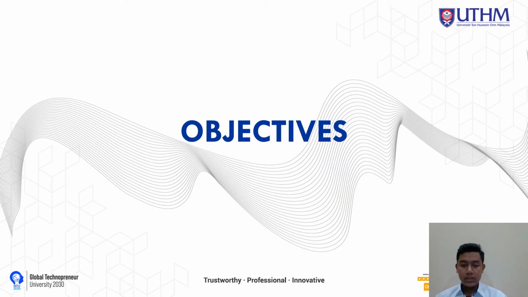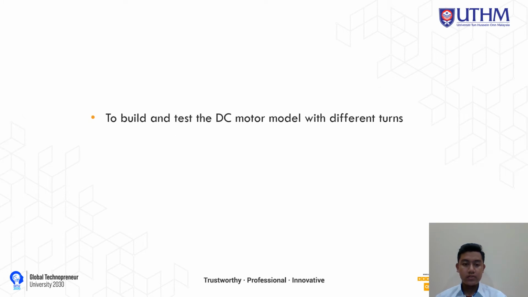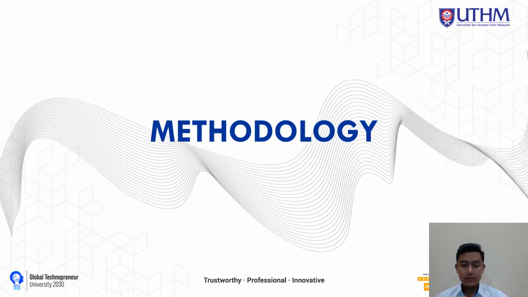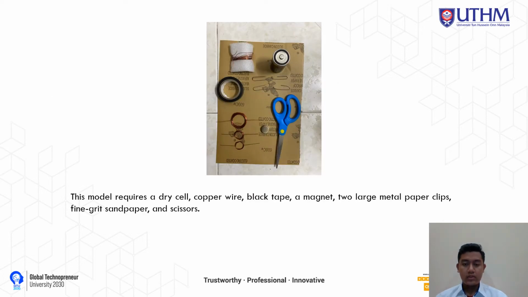And the objective of our project is to build and test the DC motor model with different turns. To build our DC motor model, it requires a dry cell, copper wire, black tape, a magnet, 2 large metal paper clips, fine grit sandpaper, and a scissor.